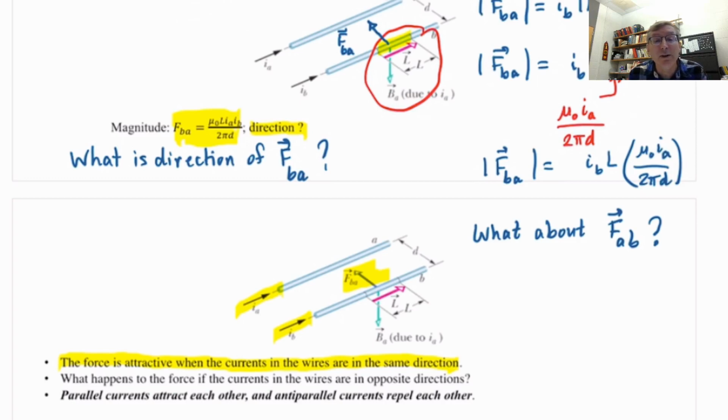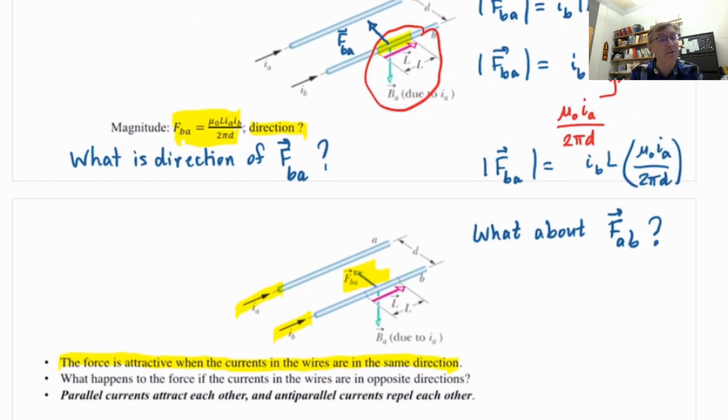Might want to take an intuitive guess first, right? What do you guess about the magnitude and the direction of the force on A due to B? And why is there a force on A due to B? You see why? Well, what we just did for the force on B due to A was based on the following line of reasoning. The current in A creates magnetic field everywhere. Current B is immersed in that magnetic field and therefore can experience a magnetic force.